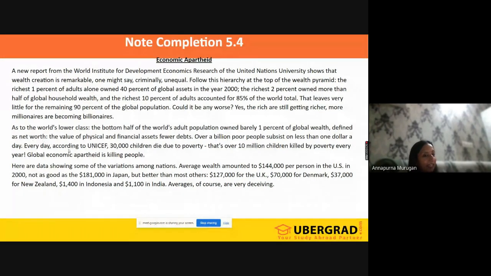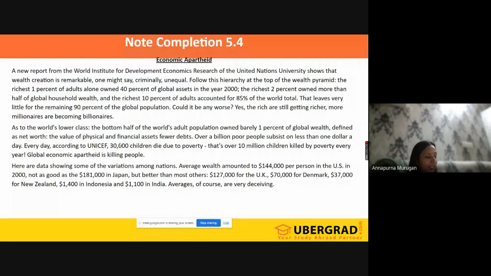Every day, according to UNICEF, 30,000 children die due to poverty. If we read only this, sometimes students feel, wow, it is correct. So 30,000 children die due to poverty, we think, and we just go with it. No, you see the further part. That's over 10 million children killed by poverty every year. Jesse has given 30,000. No, Jesse. So it is actually 10 million annually, they are saying. Every day, according to UNICEF.